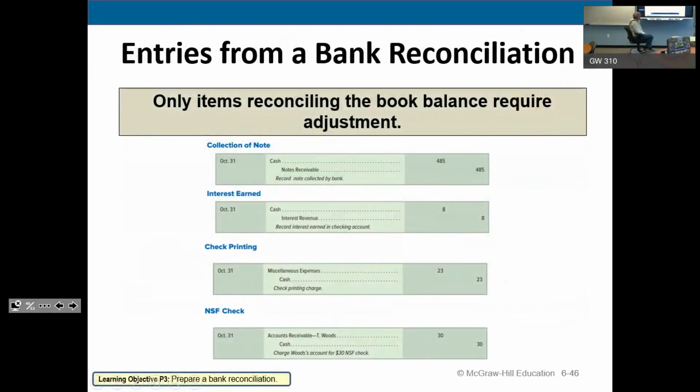Okay, so here's the entries for a bank reconciliation. The only items reconciling the book balance are required, and obviously, only the book adjustments need to be journalized. So collection on the note, the interest earned, the check printing, and the non-sufficient funds check. You can see, in the case of a notes receivable, cash is debited to increase it. In the case of interest earned, cash is increased, debited to increase it, right?